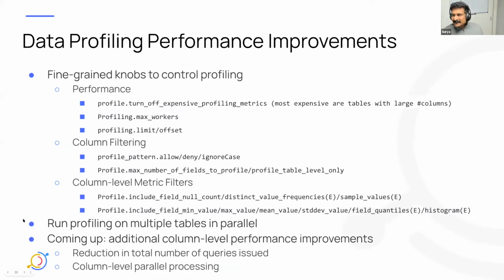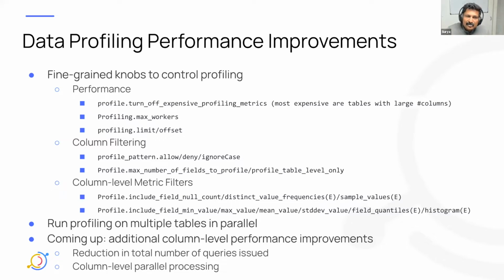We realized that performance is a very big concern with profiling. Many people have run into it with BigQuery profiling and all that. So we started digging deeper into this, and now we have more fine-grained knobs to control profiling. You have knobs at a higher level itself. You can choose to turn off a ton of expensive profiling metrics altogether, and then it'll run much faster.